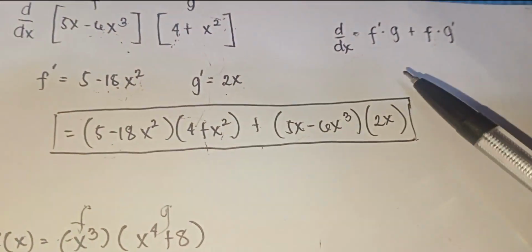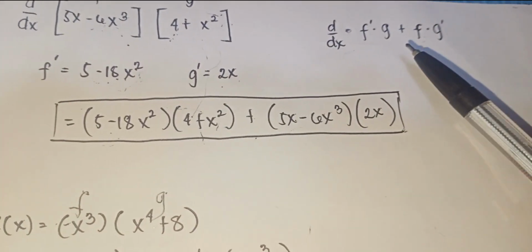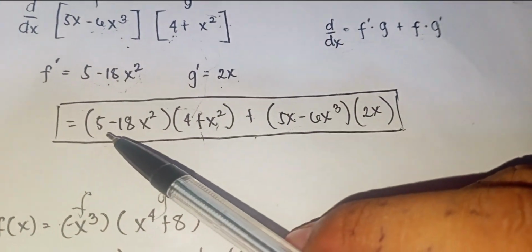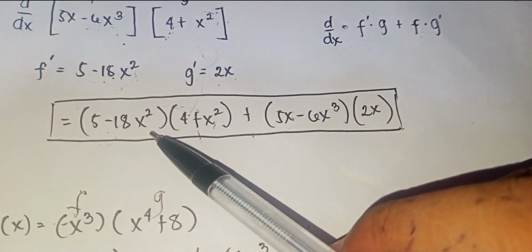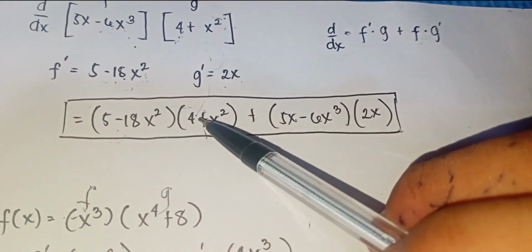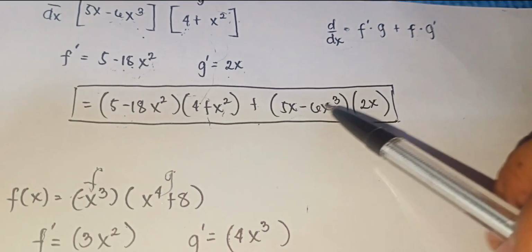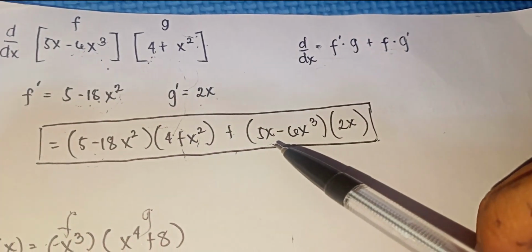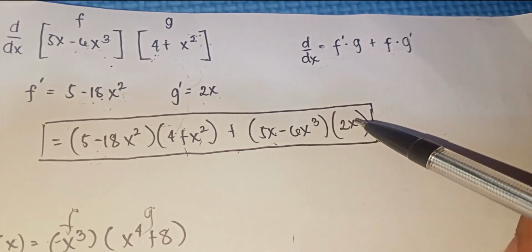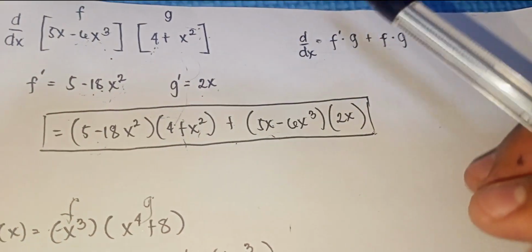Finding the answer of the product rule, we need to follow the formula, which is f prime multiplied by g plus f multiplied by g prime, which is our f prime is 5 minus 18x to the power of 2, and our g is 4 plus x to the power of 2, then plus our f is 5x minus 6x to the power of 3, and our g prime is 2x. And this is going to be our answer for this problem.